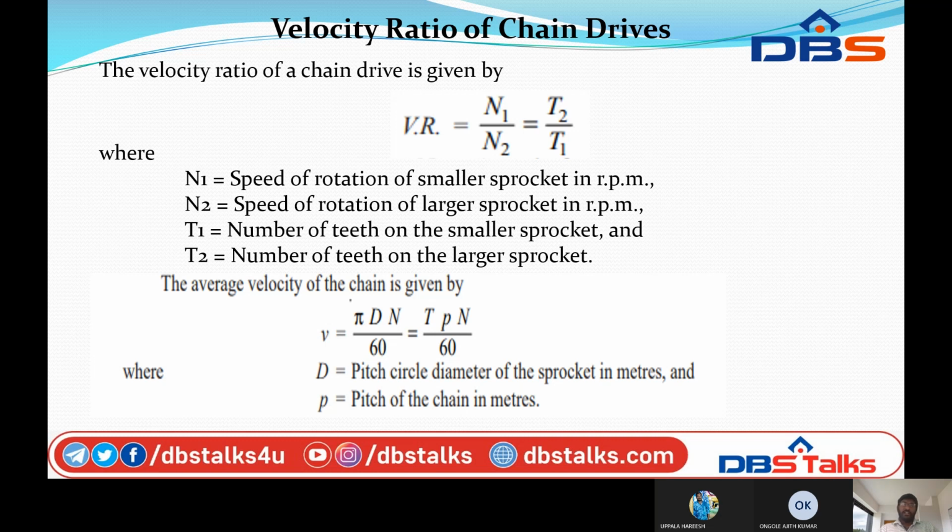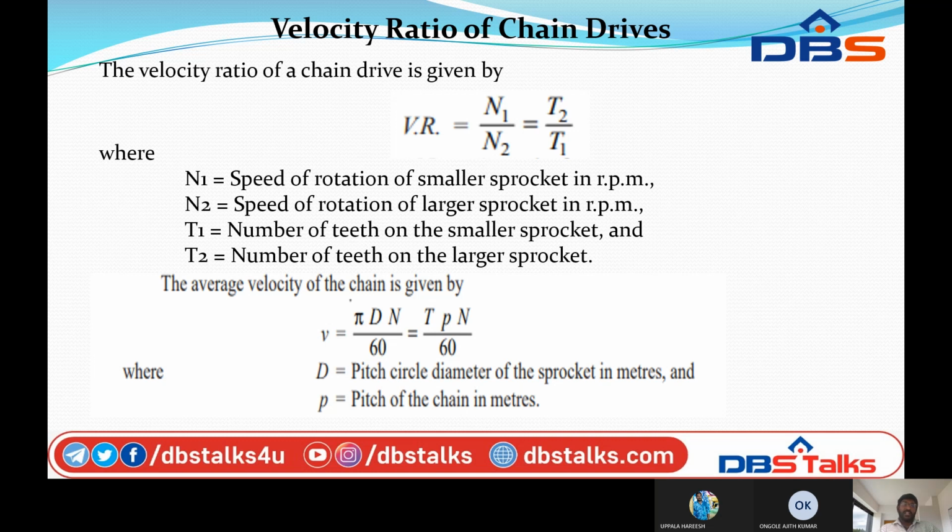So VR, velocity ratio, is equal to N1 by N2 is equal to T2 by T1, where N1 is equal to speed of the smaller sprocket in RPM, N2 is equal to speed of the large sprocket in RPM, T1 is equal to number of teeth on the small sprocket, and T2 is equal to number of teeth on the large sprocket.